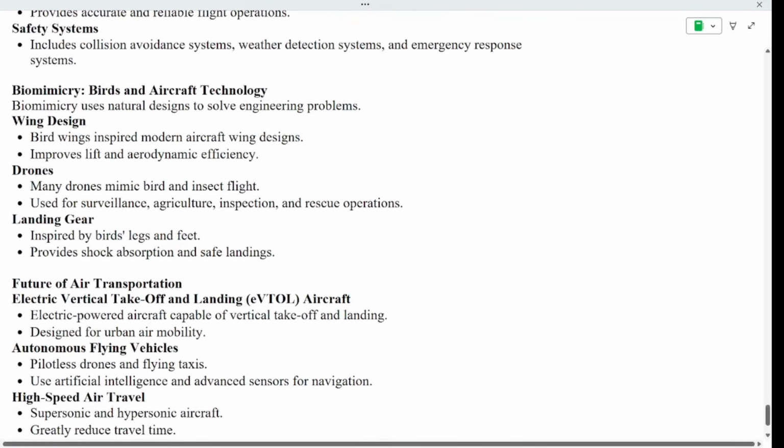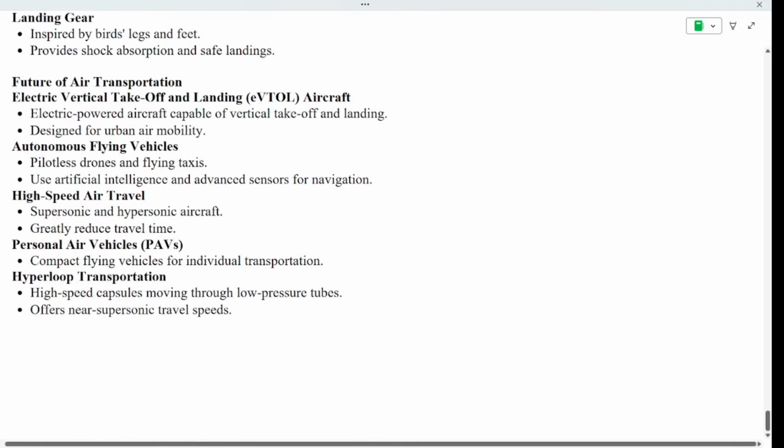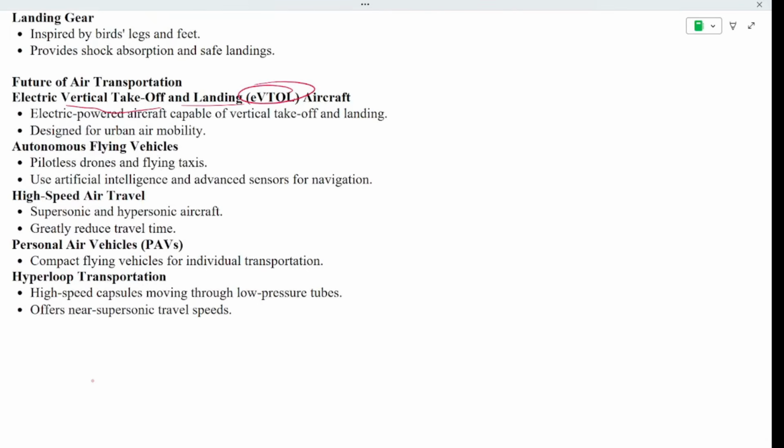Next is about biomimicry. Again, it is nothing but using natural design to solve engineering problems. Next is the future of air transportation: electric vehicle take off and landing, that is eVTOL, which we call aircraft, autonomous flying vehicles, high speed air travel, personal air vehicles, that is PAVs, and next is hyperloop transportation.